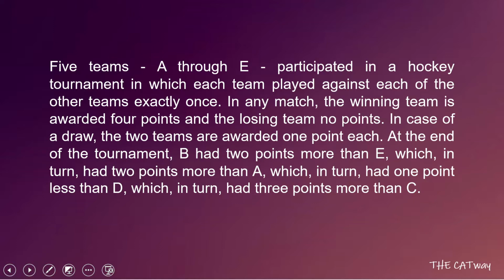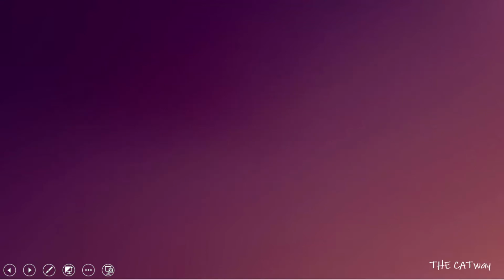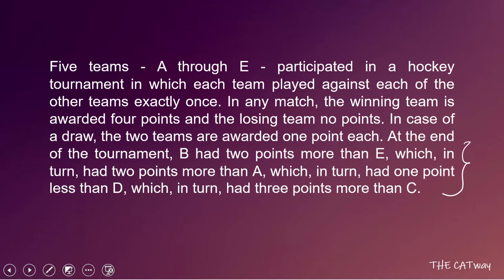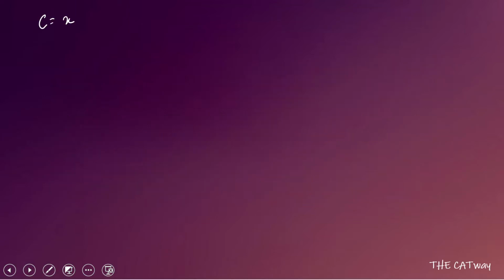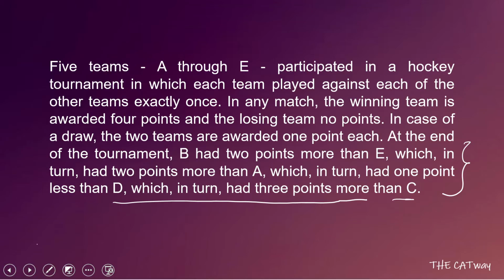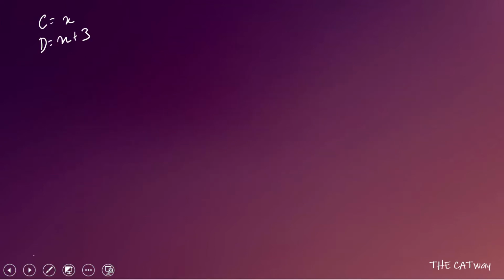See, we have been given the relation between the points scored by these teams. So let us start off with that. We can say that C has x points. After that, D has 3 points more than C, that means D is going to have x plus 3. Then we have A, which had 1 point less than D. So we can say that A got x plus 2.